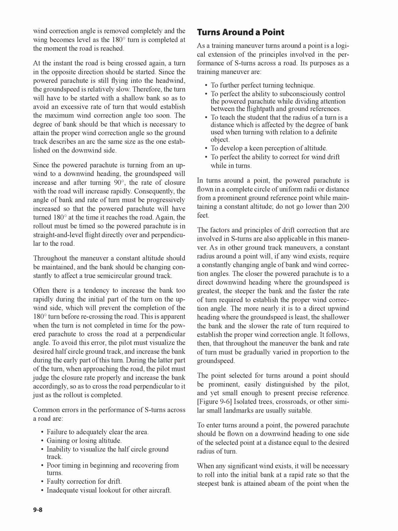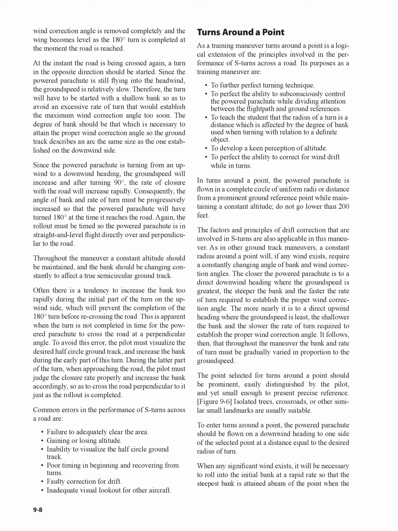Often there is a tendency to increase the bank too rapidly during the initial part of the turn on the upwind side, which will prevent the completion of the 180 degree turn before recrossing the road. This is apparent when the turn is not completed in time for the powered parachute to cross the road at a perpendicular angle. To avoid this error, the pilot must visualize the desired half-circle ground track, and increase the bank slowly during the early part of this turn. During the latter part of the turn, when approaching the road, the pilot must judge the closure rate properly and increase the bank accordingly, so as to cross the road perpendicular to it just as the rollout is completed.